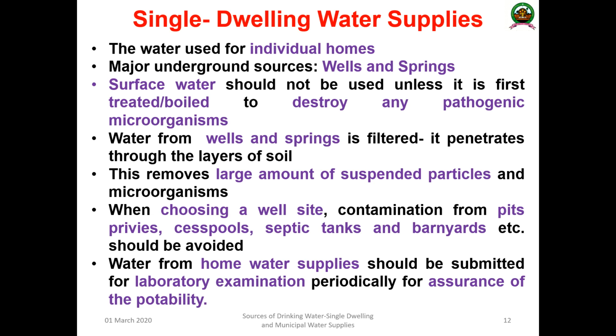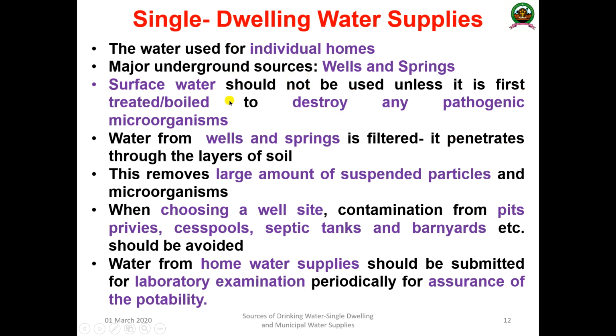One is single dwelling water supplies, and the next one is municipal water supplies. Single dwelling water supplies are the water used for individual or home purposes, that is, individual homes. These water supplies are mainly underground sources such as wells and springs. Surface water should not be directly used until it is treated or boiled to destroy any pathogenic microorganisms.